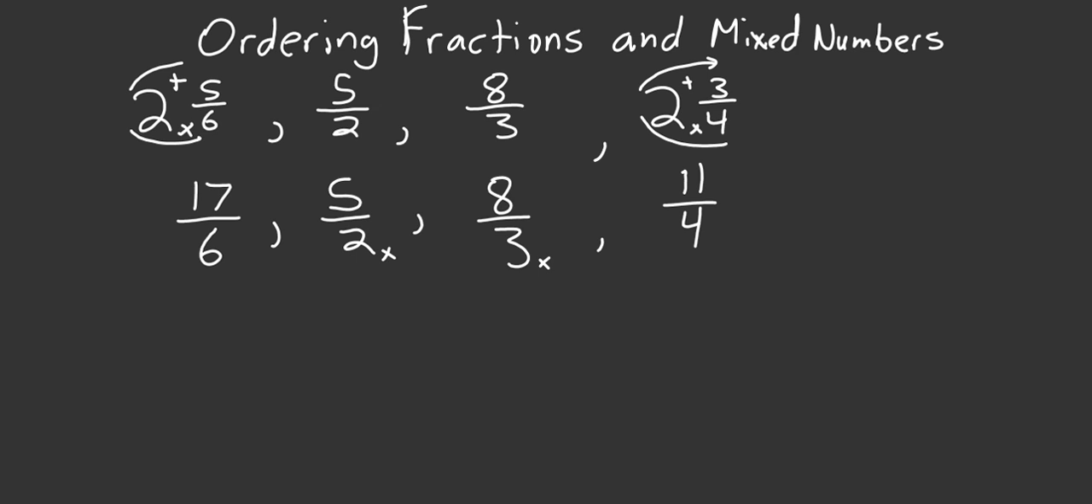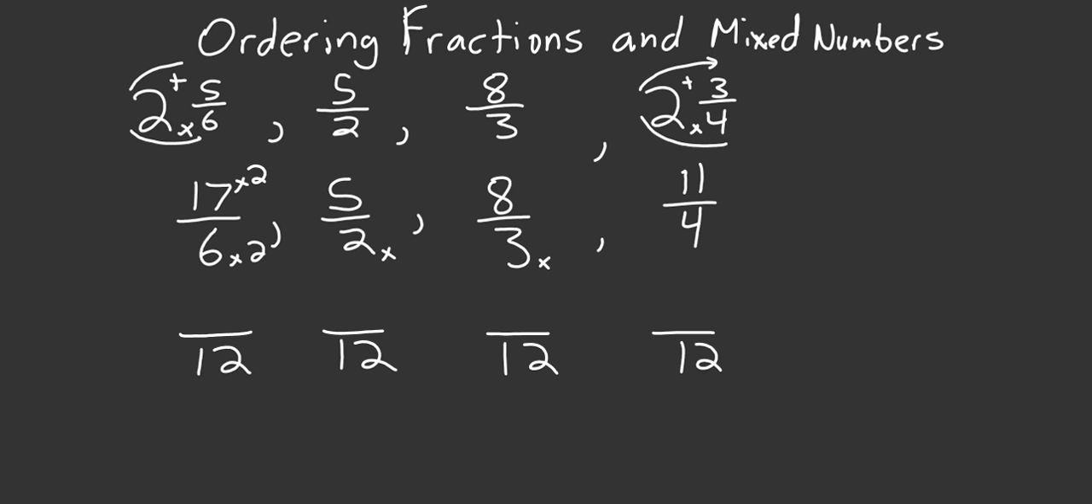So I could use a common denominator of 24, but 2 goes into both of them, so there is a common denominator of 12 for all of them. So I'm going to multiply 6 by 2 to get 12, 2 times 6 to get 12, 3 times 4 to get 12, 4 times 3 to get 12.